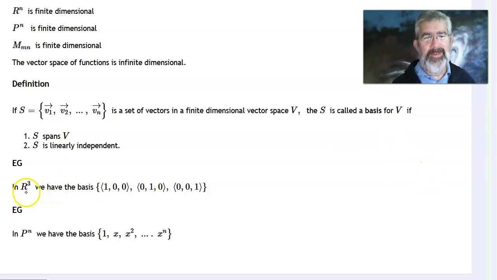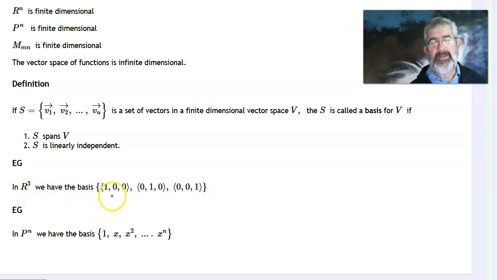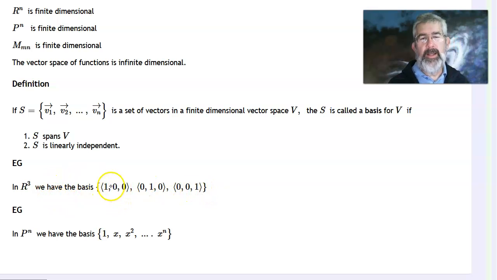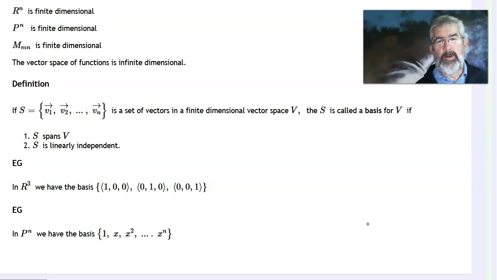Okay. Here's some examples. In R3, the standard basis: (1, 0, 0), (0, 1, 0), (0, 0, 1), right? Actually, in Rn, you can do a similar thing where you take n vectors, each of which has all zeros except a 1. So one of them has the 1 in the first place, one of them in the second place, one in the third place, the fourth place, the fifth place, all the way up to the nth place, right? Every one of those vectors has a 1 in it and zeros everywhere else. And that turns out to be a basis for Rn.